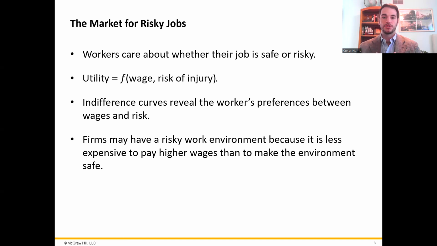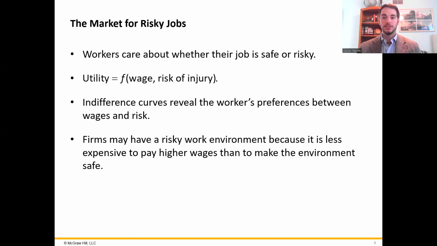So before, our workers only cared about wages, but now they care about two things. They care about wages and their safety. So the worker's utility function is a function of their wages and the risk of injury. Those are their two considerations.